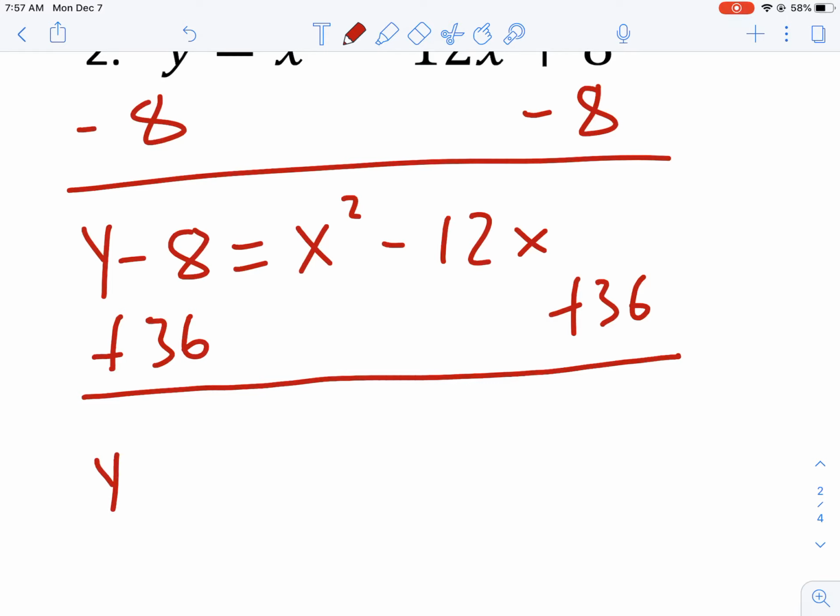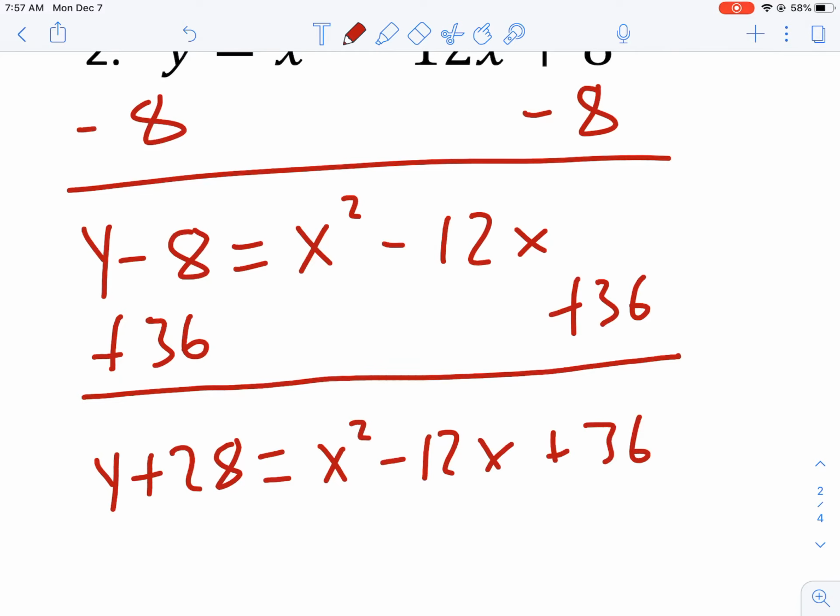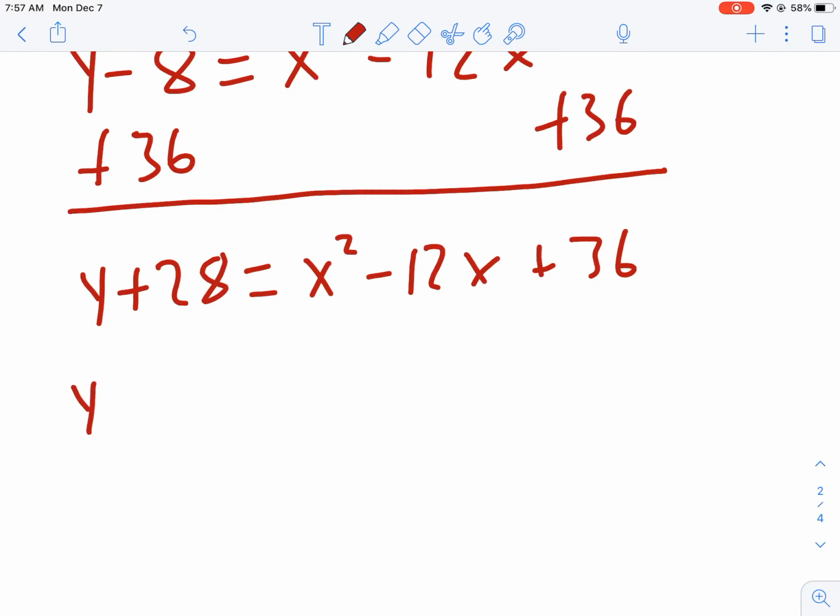So that'll give us y plus 28 equals x squared minus 12x plus 36. Now we are going to factor the right side. Our factor here is -6, right? Because -6 plus -6 is -12. So we've got (x minus 6) squared.